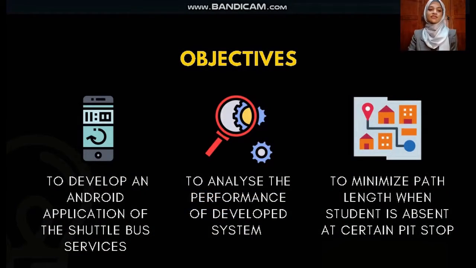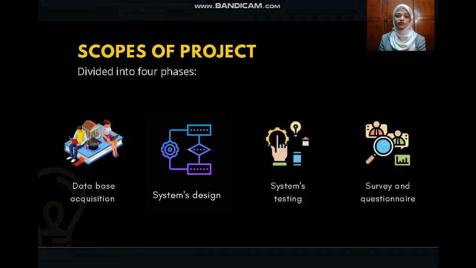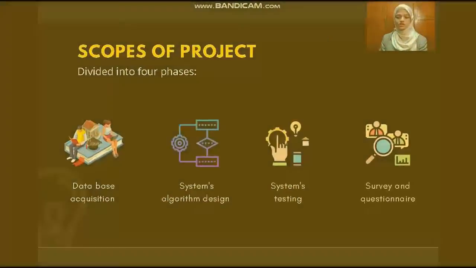The first one is to develop an Android application of the shuttle bus services to analyze the performance of the developed system to minimize path length when students are absent at certain pit stops. Scopes of project are divided into 4 phases, which are database acquisition, systems design, systems testing, survey and questionnaire. So I will explain more on the methodology.